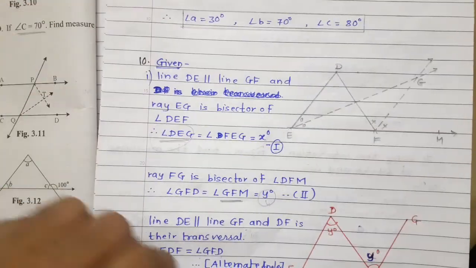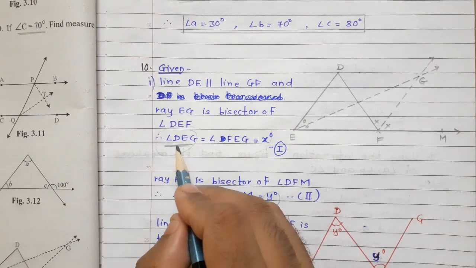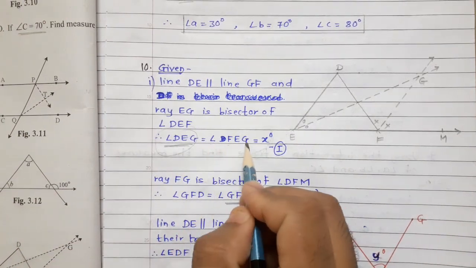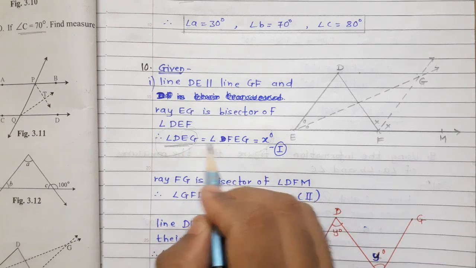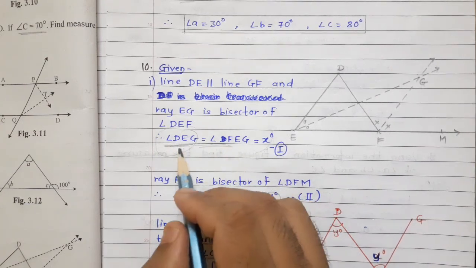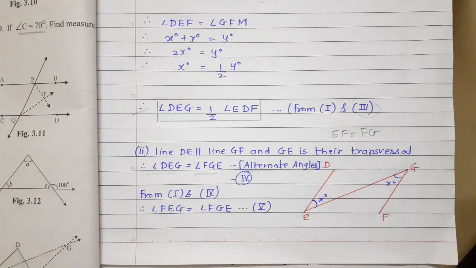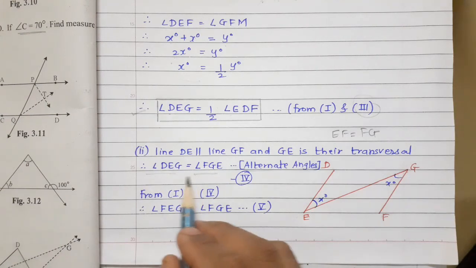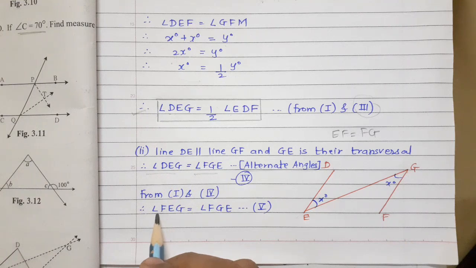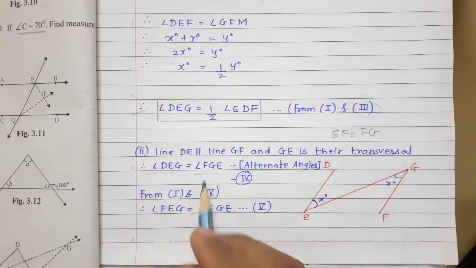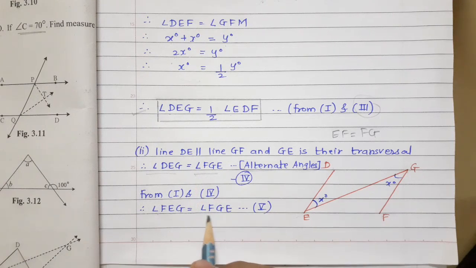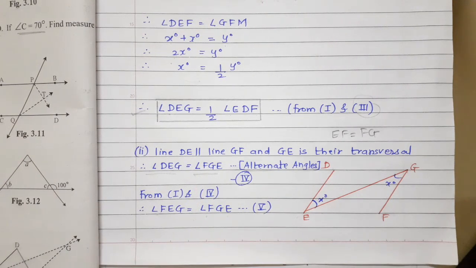Now from equation number first, angle DEG is equal to angle FEG. So instead of angle DEG, we can write angle FEG. Therefore, angle FEG is equal to angle FGE. Give it as equation number 5.